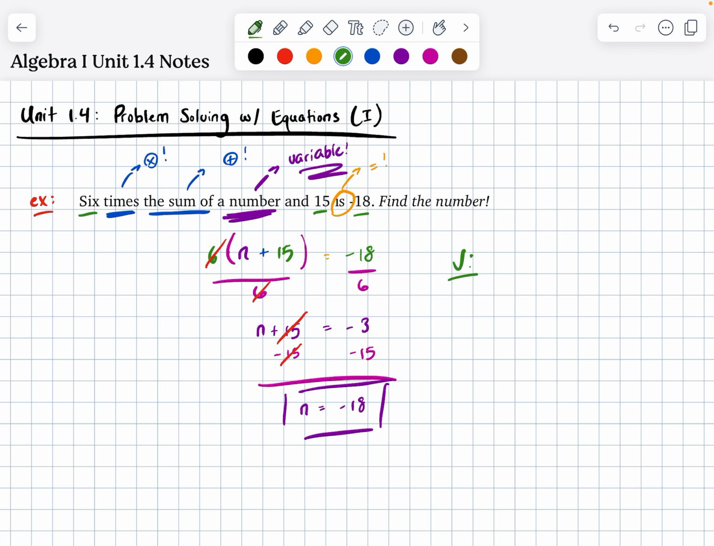You got it? Good. Well, in this case, all I've got to do is take n and substitute the value of negative 18 in. I should be able to confirm that this is actually the number I'm looking for. Now I've just got to check, is that left side equal to the right? We'll take care of the parentheses first. Negative 18 plus 15 is negative 3. Then I have 6 parentheses negative 3. Is that equal to negative 18? Well, 6 parentheses negative 3 means 6 times negative 3. That is indeed negative 18.